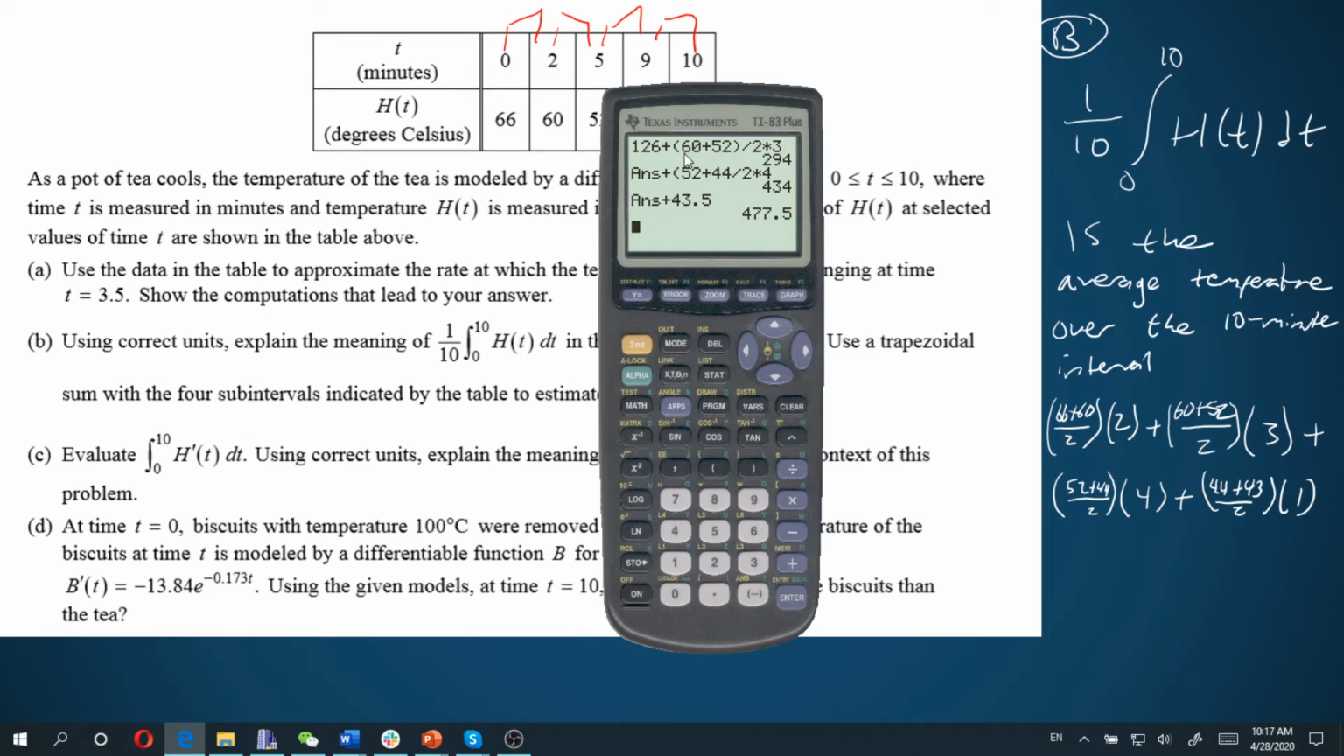I don't think I did that right. I'm going to try this one more time. Because I have this part, plus 60 plus 52. There we go. Times 3.